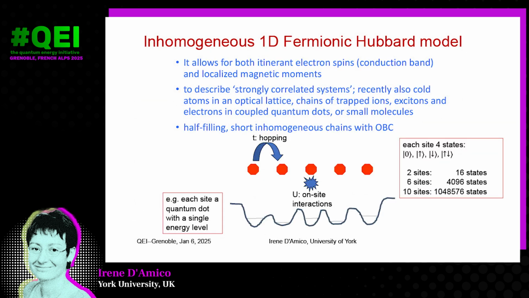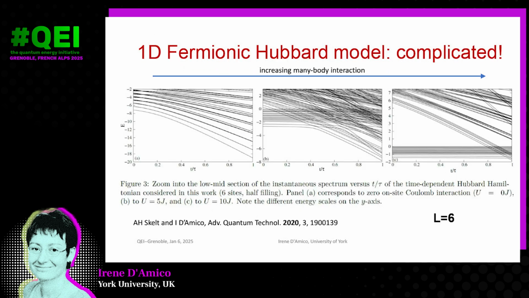We use a homogeneous 1D fermionic Hubbard model, used in many cases, especially in the case of strongly correlated systems. And it's not an easy system. If you have 6 sites, you have more than 4,000 states. If you have 10 sites, you have more than 1 million states. If you're not convinced, this is the low and the midsection of the instantaneous spectrum of a 6-site Hubbard model chain, non-homogeneous with increasing many-body interaction, so it's a complicated system.